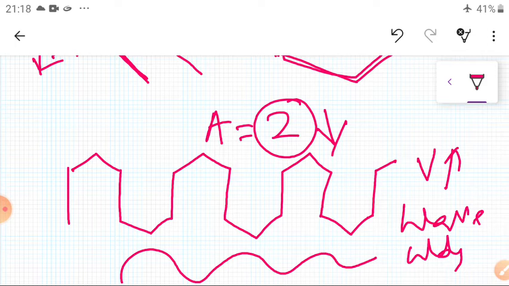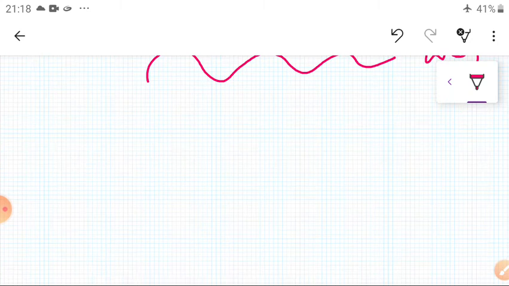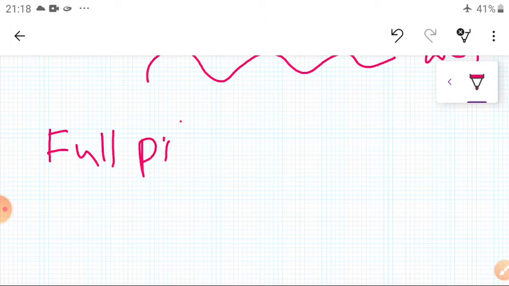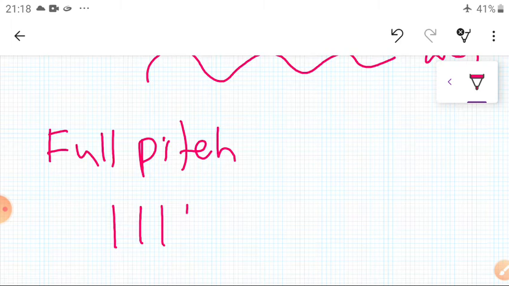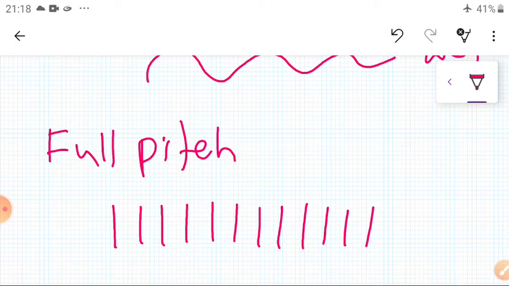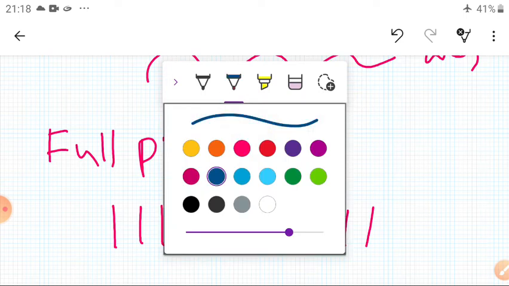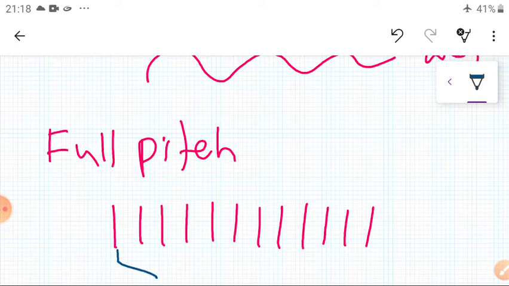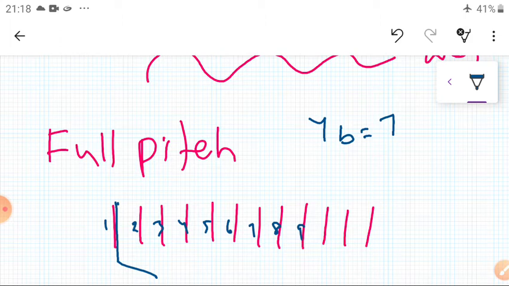Okay, so these are some basic things, dear students. At the same time, I want to complete something here. We stopped here. So first, full pitch coil. Here we have slots 1, 2, 3, 4, 5, 6, 7, 8, 9, 10, 11, 12. Suppose conductors are taken, and I place one conductor in this slot, and suppose YB is equal to 7. 12 slots, I placed one conductor in each slot.